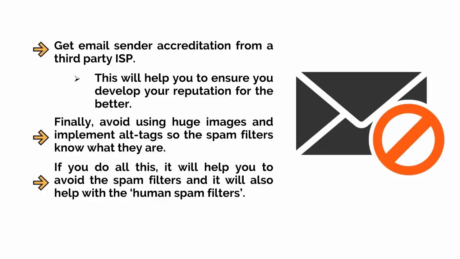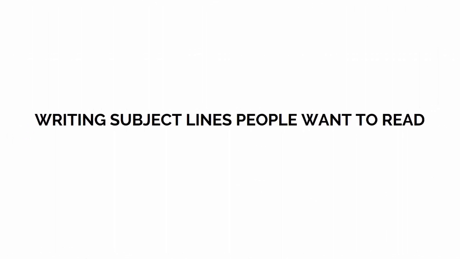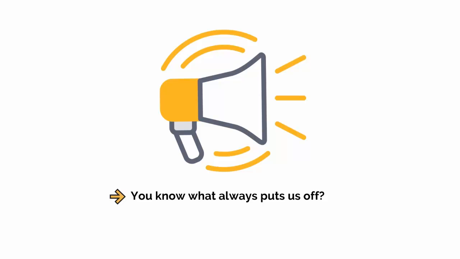If you do this, then it will help you avoid the spam filters and, as we'll see, it will also help with the human spam filters. Because in fact, humans work in a very similar way when we're looking through emails and filtering out spam. Most of us are in a rush when we're checking email, so what we tend to do is just run our eyes down the list of subjects and senders and look out for keywords that tell us if something is worth opening. And do you know what always puts us off? Anything that sounds like marketing.